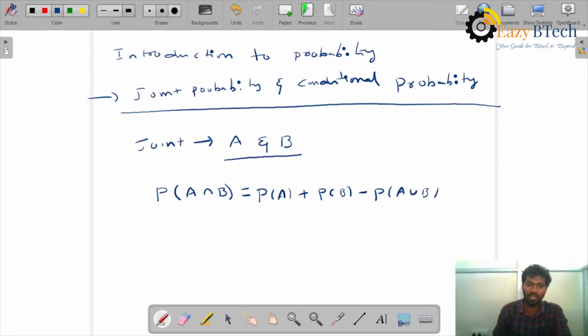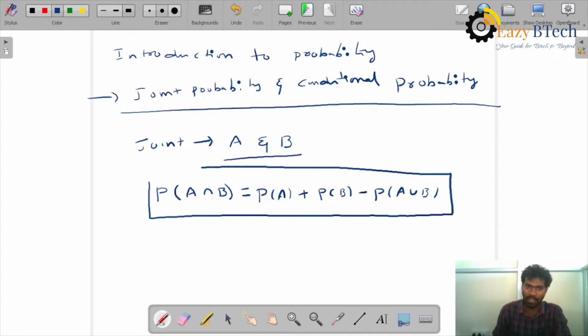Suppose we want to find the joint probability of two events, it is represented like this: P of A intersection B equals P of A plus P of B minus P of A union B. A and B are called individual probabilities. A union B is the combined probability, and this one is called the joint probability. We'll see problems on this topic later.